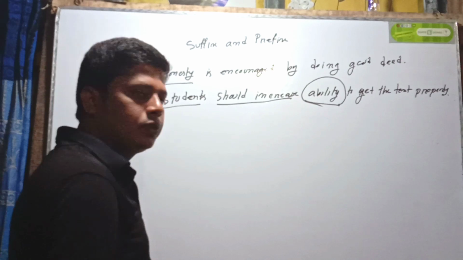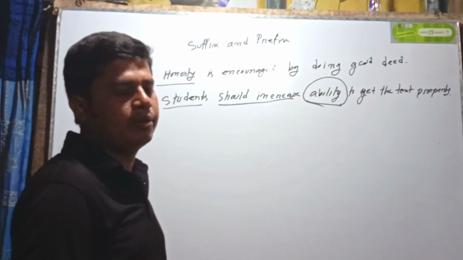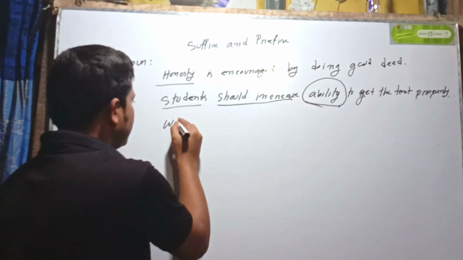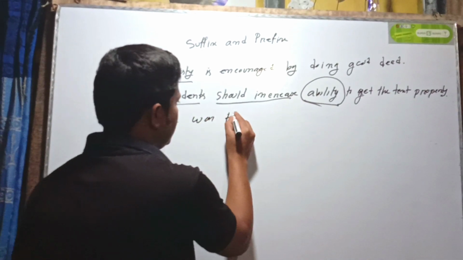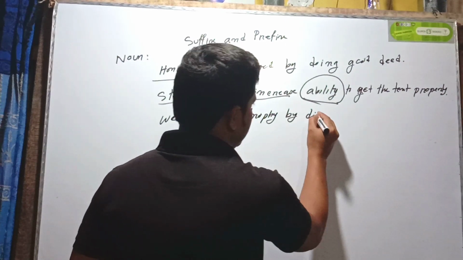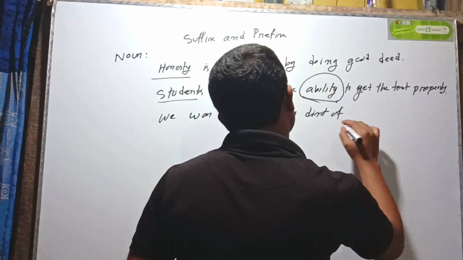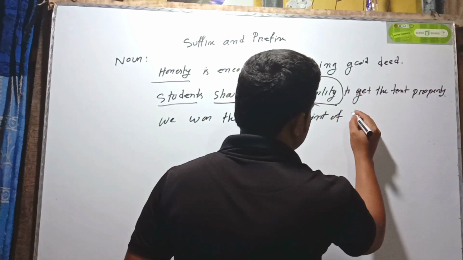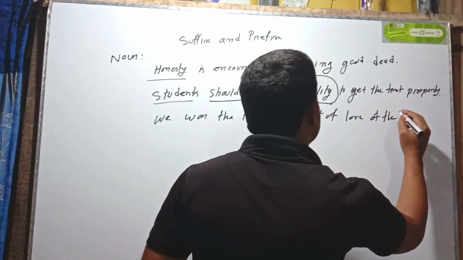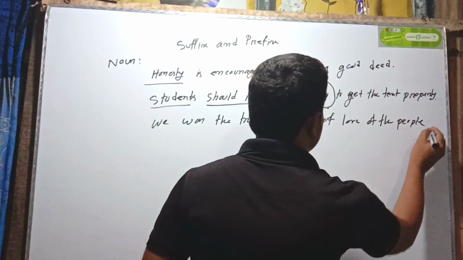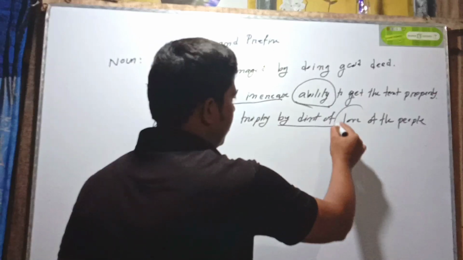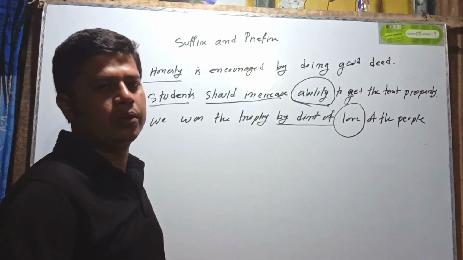A noun can also sit after a preposition, such as we own the trophy by dint of love of the people. Here by dint of is a prepositional phrase, and after that love is a noun.